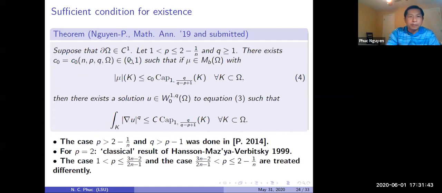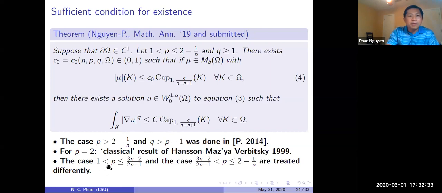So we are able to show that, suppose your domain is C1, for example, and p is between 1 and 2 minus 1 over n, and q is bigger than or equal to 1, and suppose that there exists a C0 such that your measure mu satisfies this condition, for some small C0, then you can solve the equation and obtain a solution to that problem, and the solution is based on a similar inequality like this. Of course, this is also true for p bigger than 2 minus 1 over n. This was done earlier in 2014. And the case p equal to 2 is the classical result of Hansen, Maz'ya, and Verbitsky.